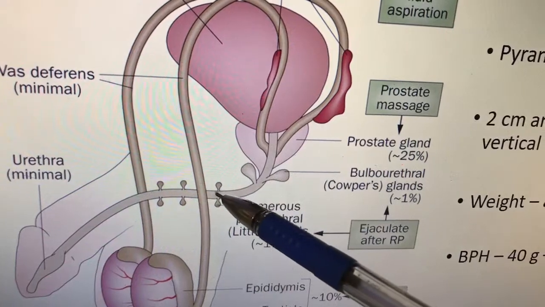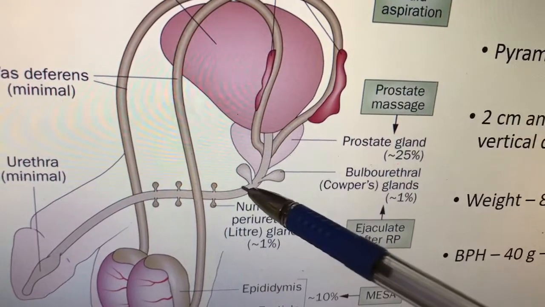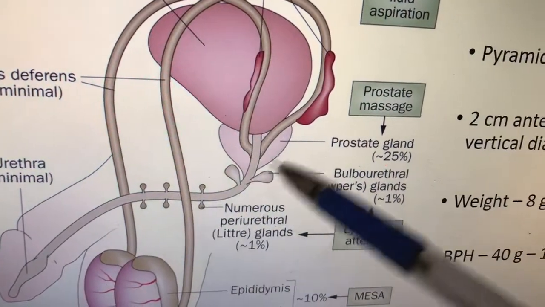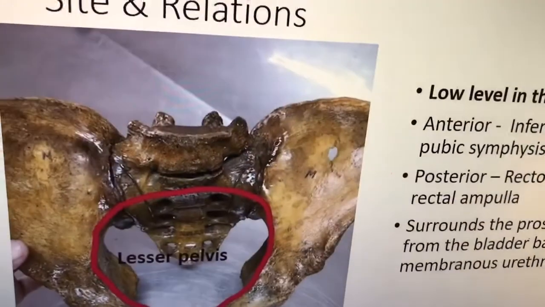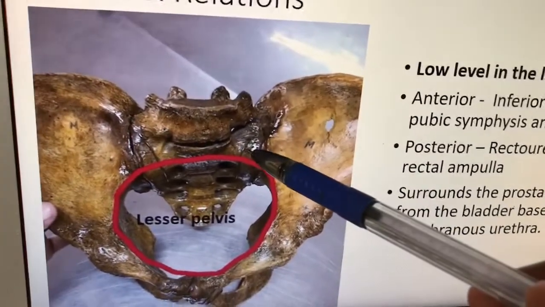So this is the urethra. Next to the prostatic urethra, it is called the membranous urethra, and this is called the spongy urethra. So this is how the male urethra is formed. Next slide. This is about the pelvis, where the prostate is situated.